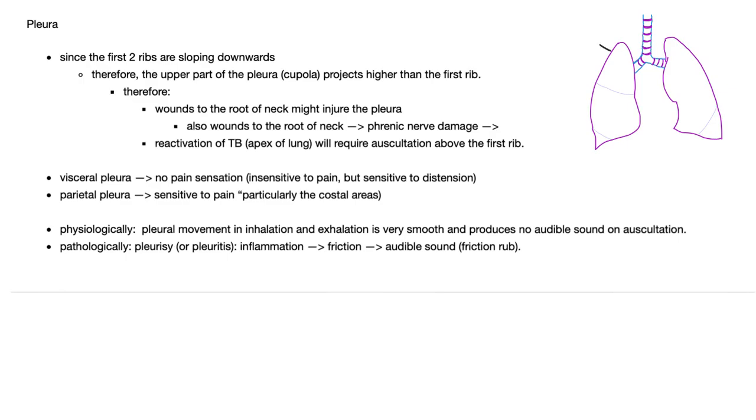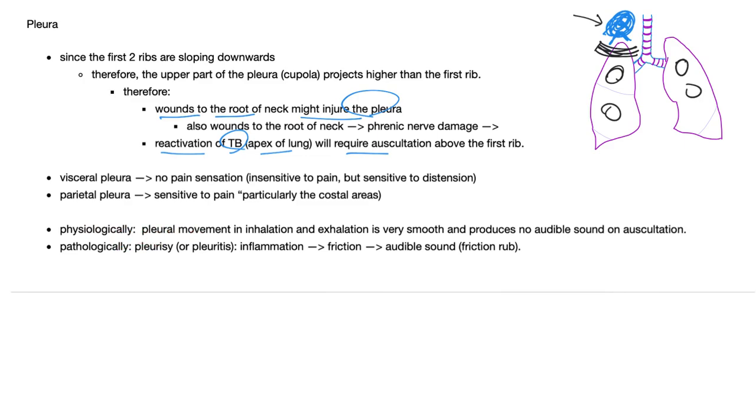All right, so here is your first rib, all right? The pleura projects superior to the first rib. Therefore, wounds to the root of the neck can actually injure the pleura because it's in the neck, it's not in the thorax. Reactivation of TB, as you know, goes to the apex of the lung, right? And this will require auscultation above the first rib, because most of you will put the stethoscope right, left, right, left, show me your back, right, left, right, left. This is stupid. You have to start from the apex of the lung, which is above the clavicle. But if you just auscultate 4 times in the front or 4 times in the back without the apex, you'll tell the patient, sir, you're fine, you can go home. That's how you die from tuberculosis, because your doctor is stupid.